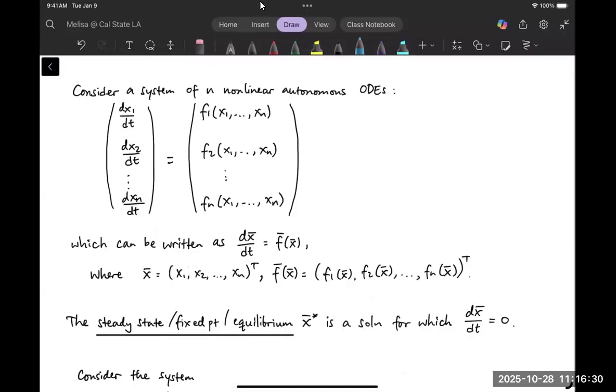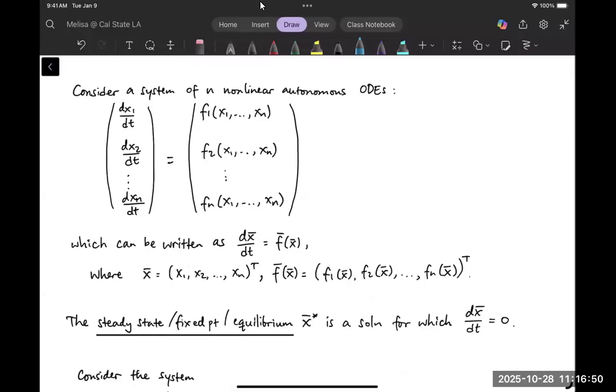of the first derivatives, dx1/dt, dx2/dt, all the way to dxn/dt. And then the vector f on the right-hand side is the vector consisting of pretty much the right-hand sides of your ODEs. Okay, could be nonlinear equations. F1 to Fn could be nonlinear.